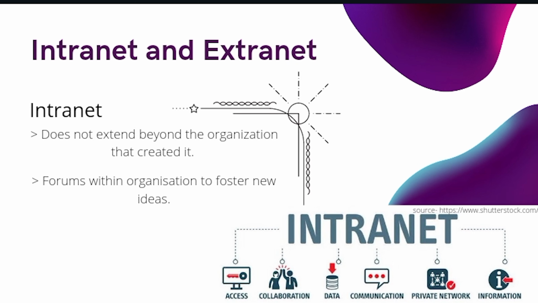Intranet and extranet. An intranet doesn't extend beyond the organization that created it. Forums within the organization to foster new ideas. As you can see in the picture below, the intranet has the following information: the access, the collaboration, the data, communication, private network, and information about the organization. And it can be only till the organization and not beyond the organization. An intranet is a private network operated by a large company or other organization which uses internet technologies but is insulated from the global internet.